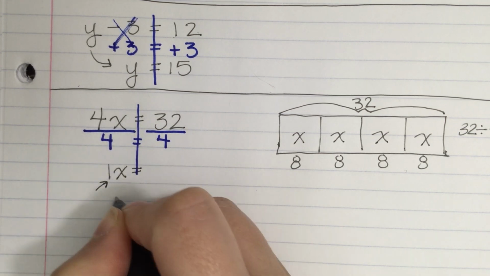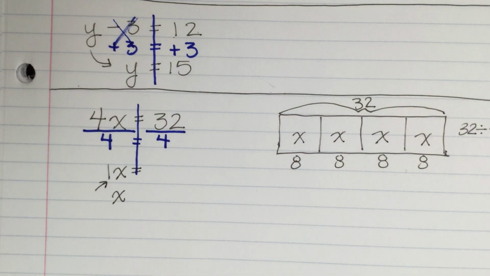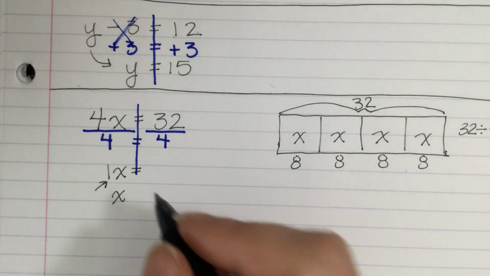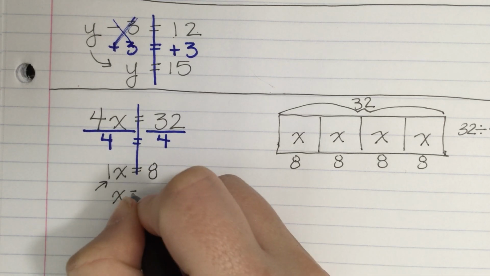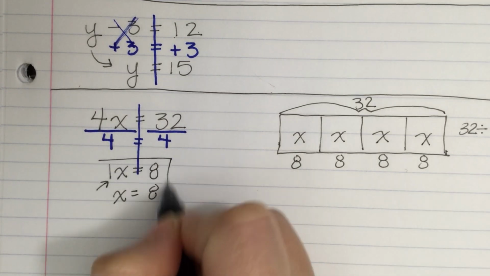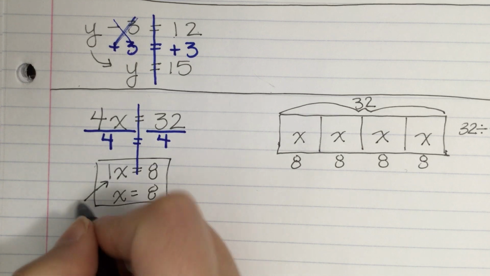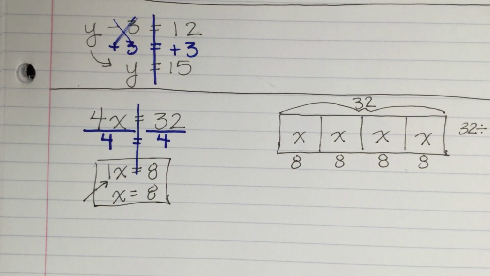You don't have to write this, you can just leave it like x. And on this side, we would have 32 divided by 4, which would be 8. Okay, these two are equivalent to each other. This one just has the 1 in front of it. Okay.